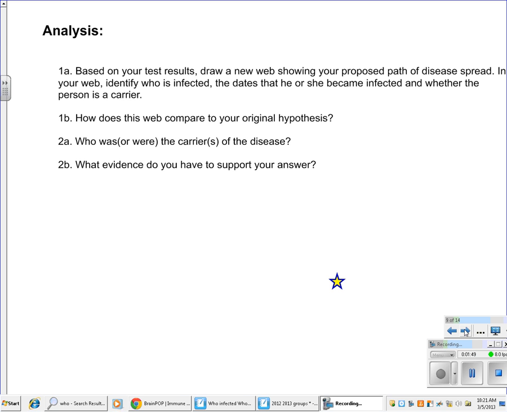After you've completed your testing of people, your analysis is next. Based on your test results, you're going to draw a new web showing your proposed path of disease spread. In your web, you're going to identify who is infected. So it's no longer just the symptoms. You're going to identify who's infected because you've tested some individuals, the date that he or she became infected, or whether the person is a carrier. And then you're going to answer the hypothesis questions.